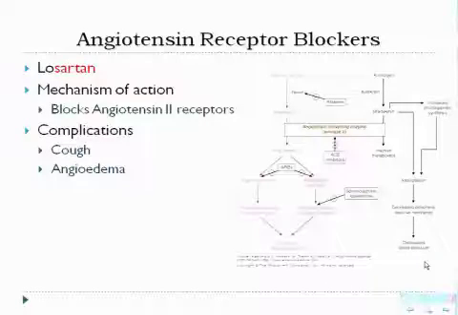Then you have the angiotensin receptor blockers. The angiotensin receptor blocker is losartan. Its mechanism of action is to block angiotensin 2 receptors. Again, they also can cause complications such as cough and angioedema. The reason I don't like these agents is they're too powerful. They knock out everything, and as a consequence, these individuals will get very profound hypotension on induction of anesthesia.